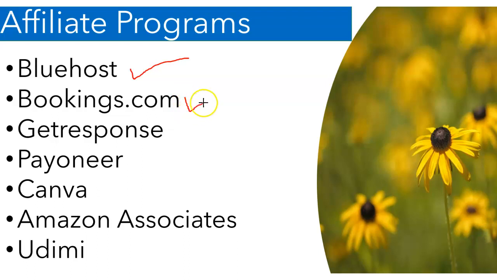The next one is Booking.com. If potential customers book accommodation using your affiliate link, you should be able to earn a commission. And the third one is GetResponse. This is a platform where you will earn commission while you are also building your email list. This program will help you to build your email list. The next one is Payoneer.